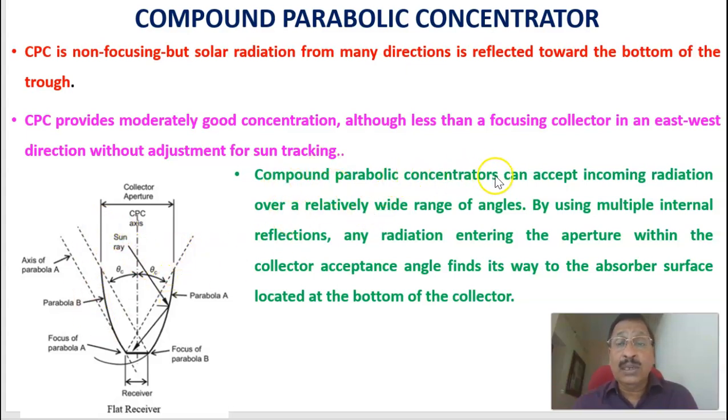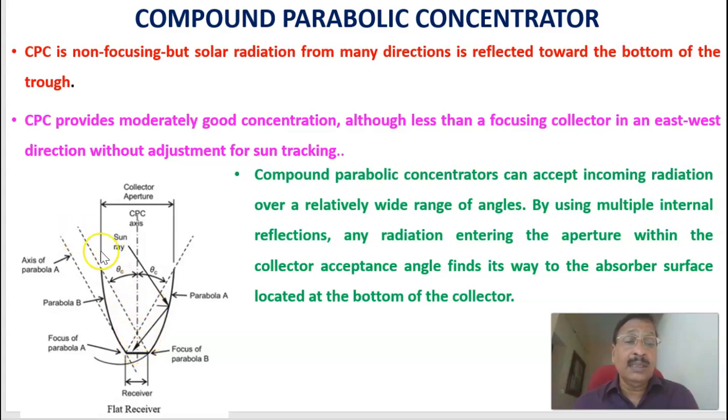The compound parabolic concentrator can accept incoming radiation over a relatively wide range of angles by using multiple internal reflection. Any radiation entering the aperture within the collector acceptance angle finds its way to the absorber surface located at the bottom of the collector. Here an absorbing surface, a black surface, will be absorbing that.